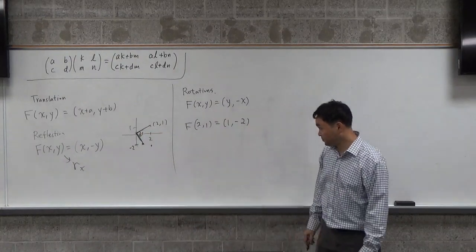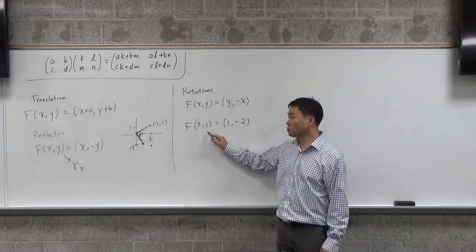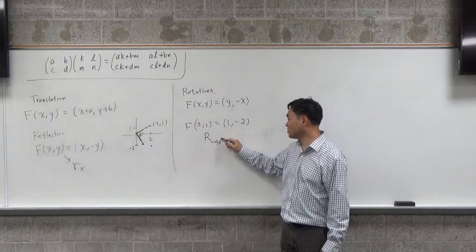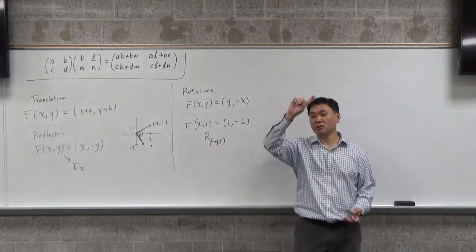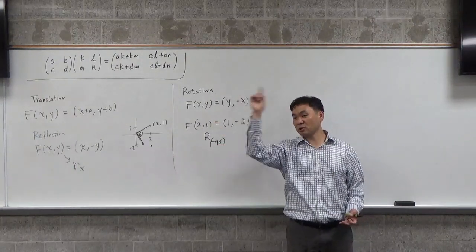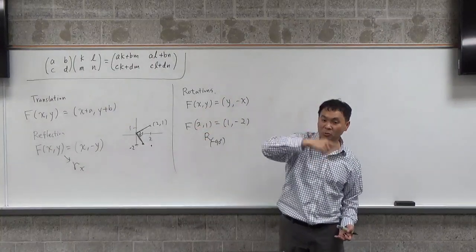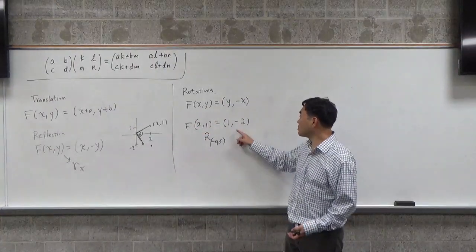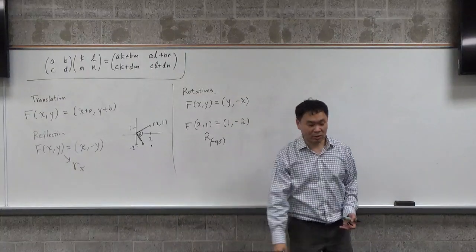So what's that? That's a rotation by negative 90 degrees. Because we usually talk about positive angles to be counterclockwise. So if something rotates this way, we say it's negative 90 degrees. Okay? So that's a rotation by negative 90 degrees.